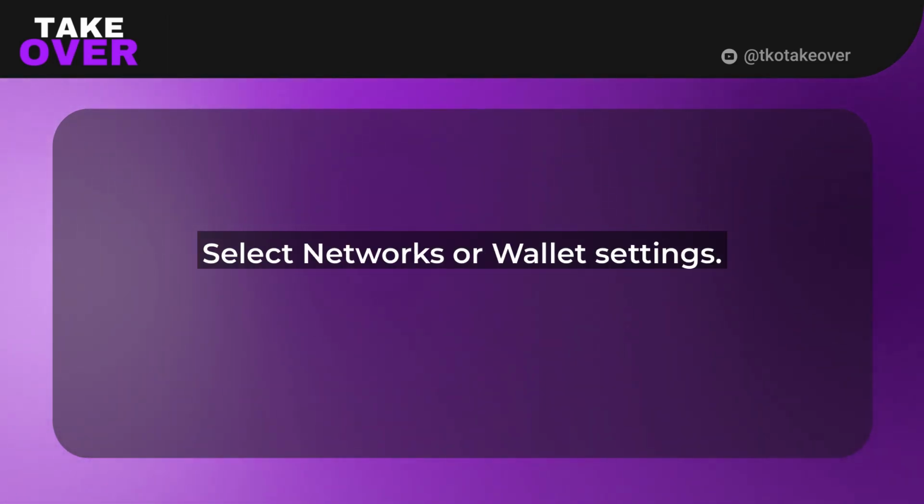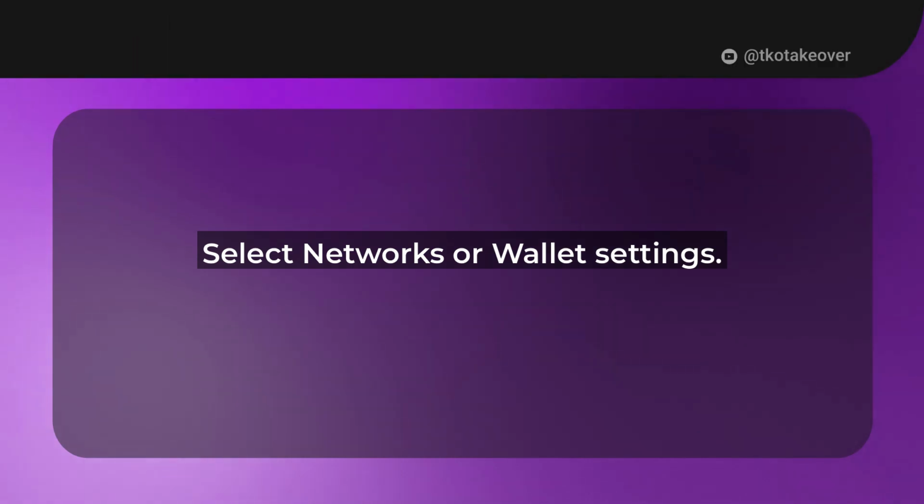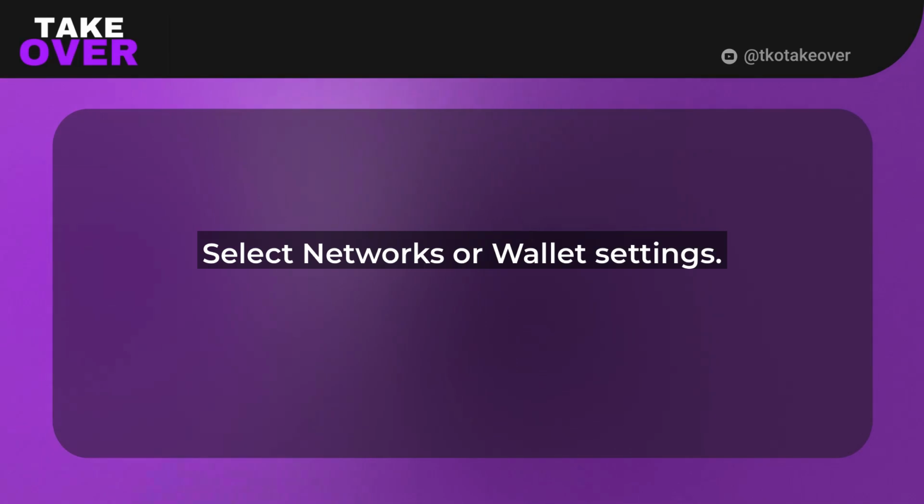Tap on the three horizontal lines in the top left corner to open the menu. From there, scroll down and select Settings. In the Settings menu, look for Wallet or Networks. It might vary slightly based on your app version, but it's usually straightforward.